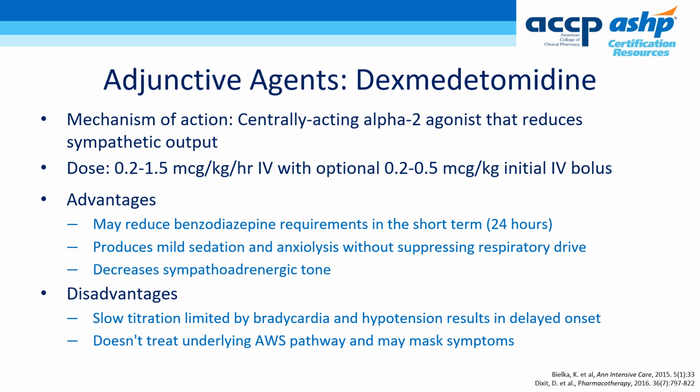Dexmedetomidine is a centrally acting alpha-2 agonist that reduces sympathetic output. In the setting of alcohol withdrawal, this can decrease the overactivity of the excitatory molecule glutamate and help normalize vital signs, but it will not agonize the GABA receptor and treat the underlying condition.